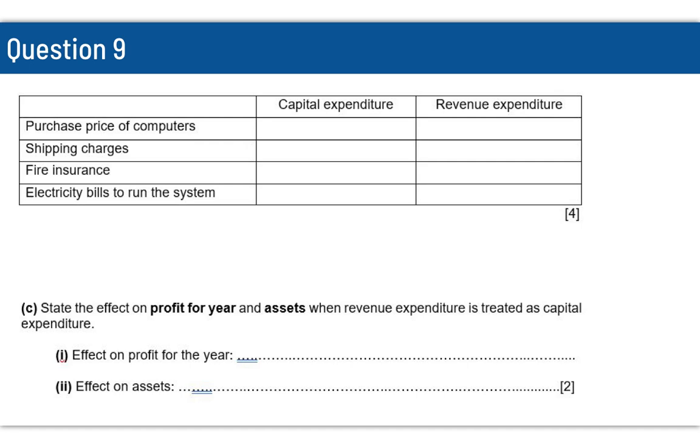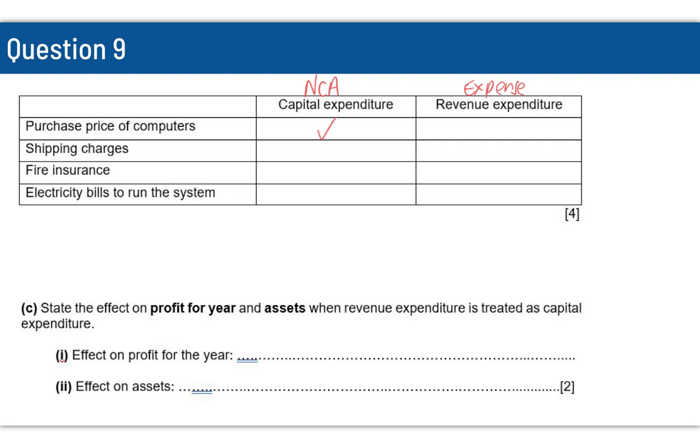Okay, so for capital and revenue expenditure, the easier way is to quickly identify which one is the non-current asset and which one is the expense. Okay, don't remember wrongly. Then after that, we just look at the item, the expenditure. So when we buy a computer, we naturally want to record it as a non-current asset.